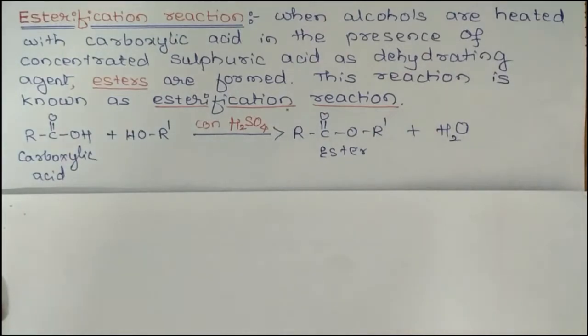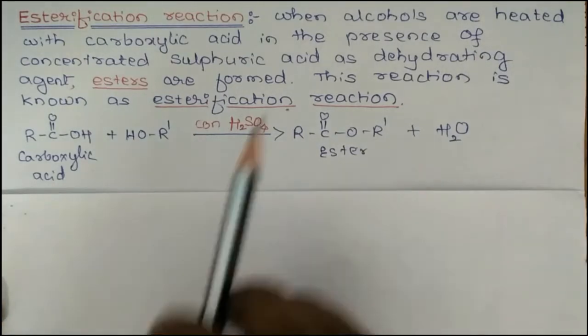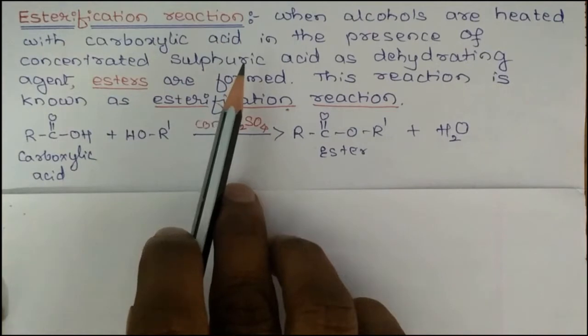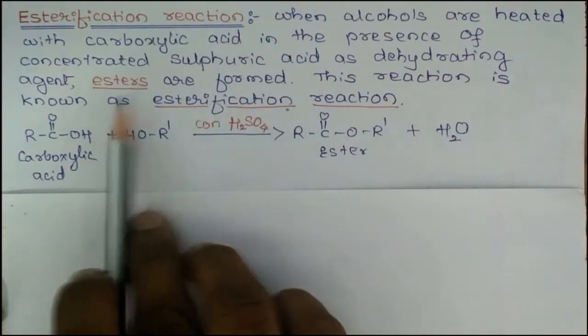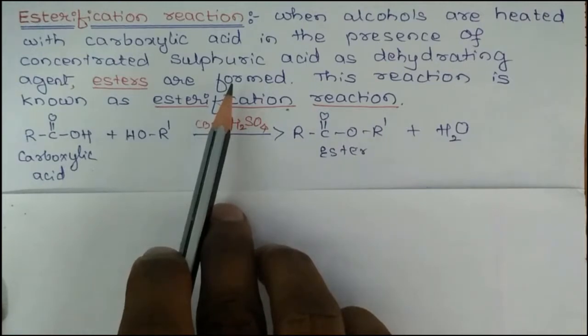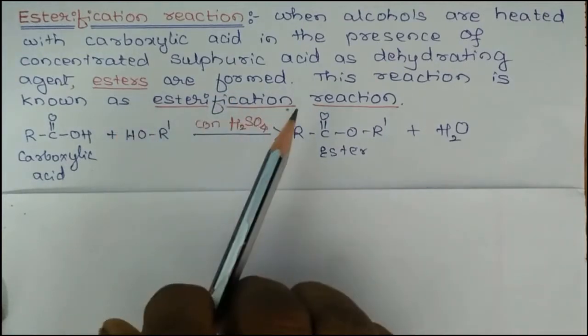Hello students. In continuation with the chapter alcohols, we will discuss esterification reaction. When alcohols are heated with carboxylic acid in the presence of concentrated sulfuric acid as dehydrating agent, esters are formed. This reaction is known as esterification.